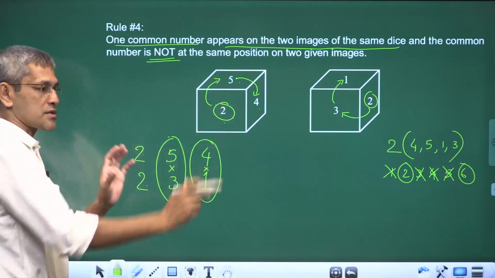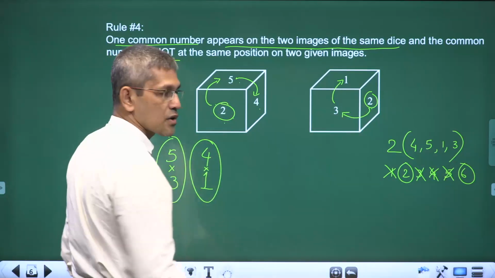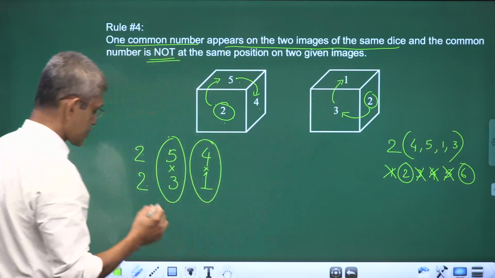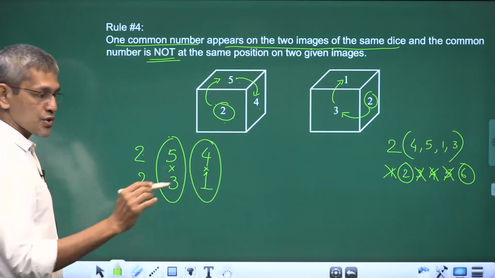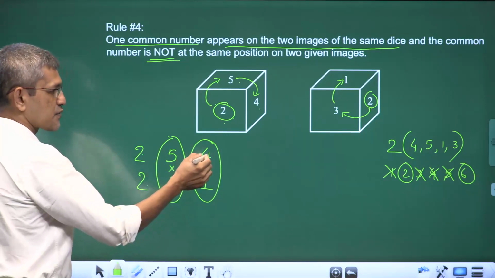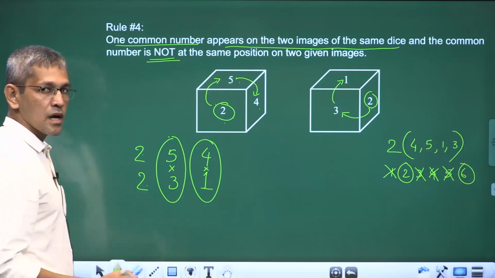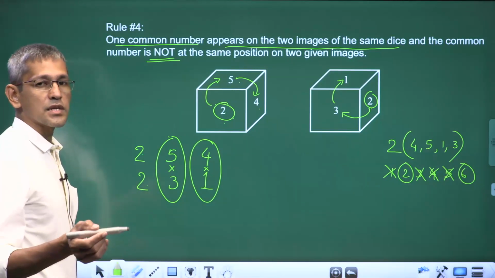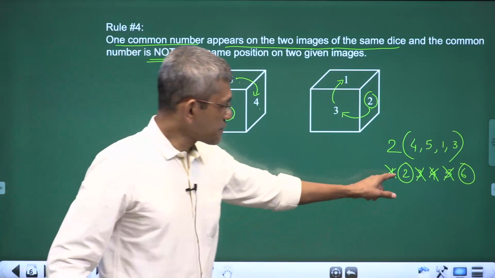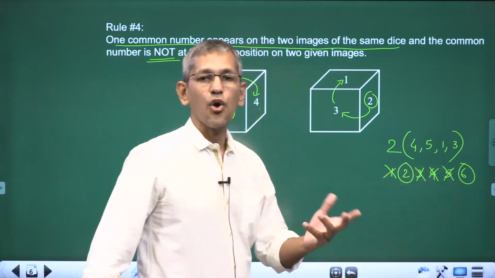Now go for the second image. Start from the common number, 2, go clockwise: 3 and 1. So 2, 3 and 1. So if you see that, what do you get? 5 must be opposite to 3, 4 must be opposite to 1. And which one is missing here? 6. That 6 must be opposite to 2. And we know that 2 and 6 are opposite.